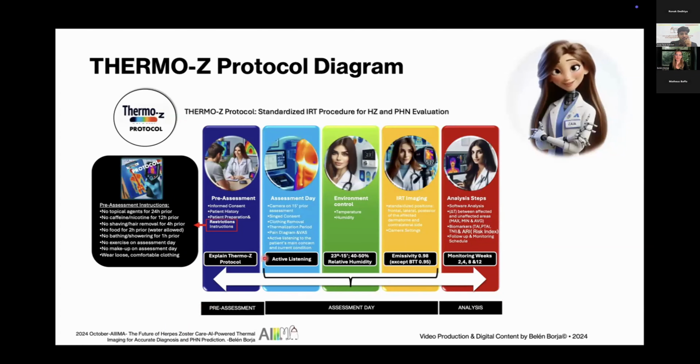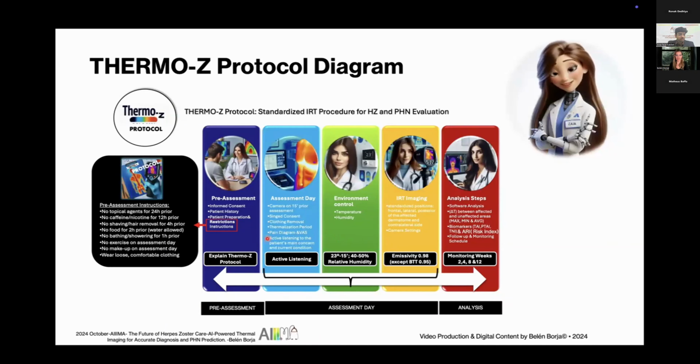Then the big day arrives, assessment day. The patient dons a gown and enters our climate control chamber, maintaining a comfortable 23 degrees Celsius and 40 to 50% humidity. After a 20-minute thermalization period, it's showtime. Don't forget, we always turn on our great cameras 15 minutes before assessment. Our high-resolution infrared camera captures standardized images of the affected dermatome and its counterpart on the unaffected side, with the emissivity dialed into 0.98, or 0.95 for facial.